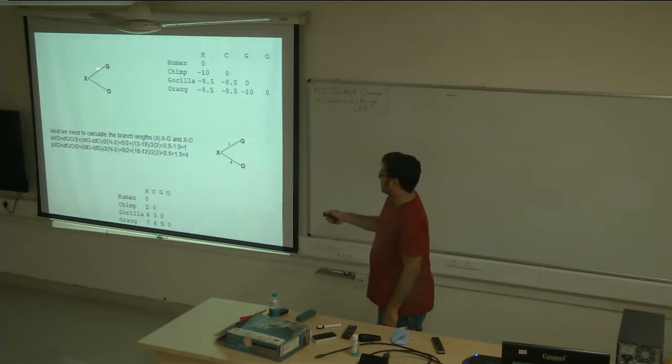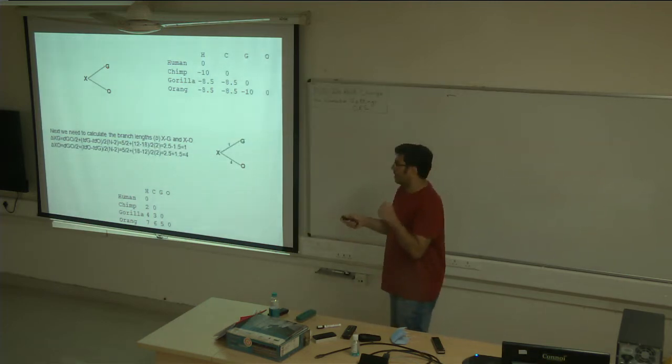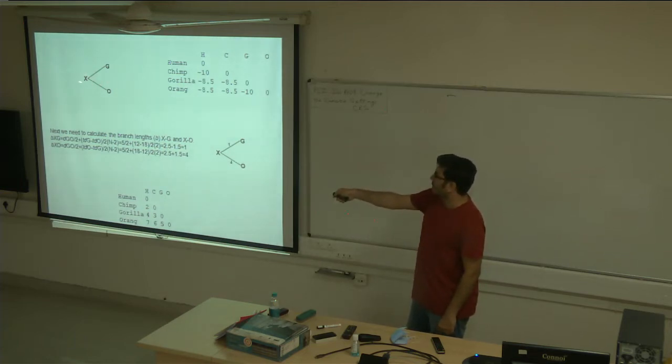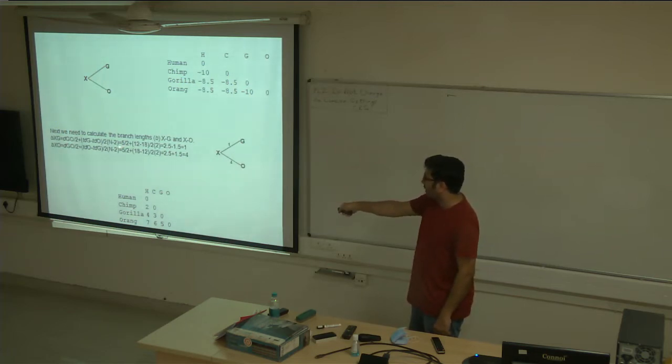Now you have to calculate the branch length between gorilla and orangutan. These are the two extant taxa, and of course they have to have an ancestral node. So we put X as one extra node. Basically, we'll use this as the ancestral node, and then we use this formula to calculate the branch length from X to G and then X to O.